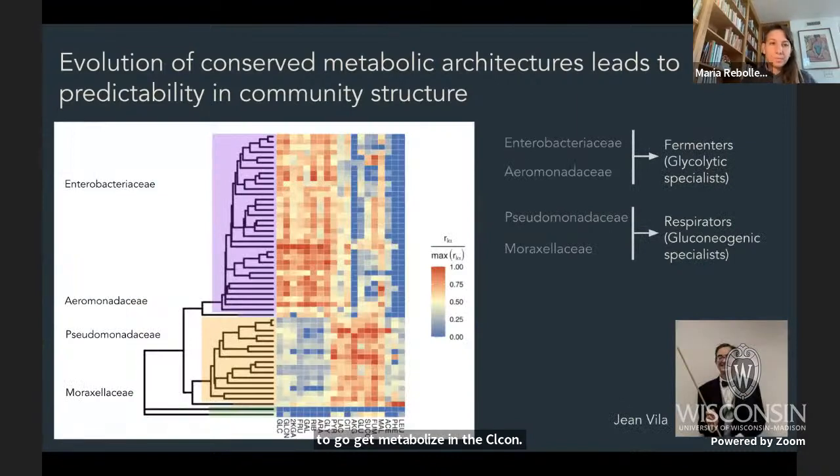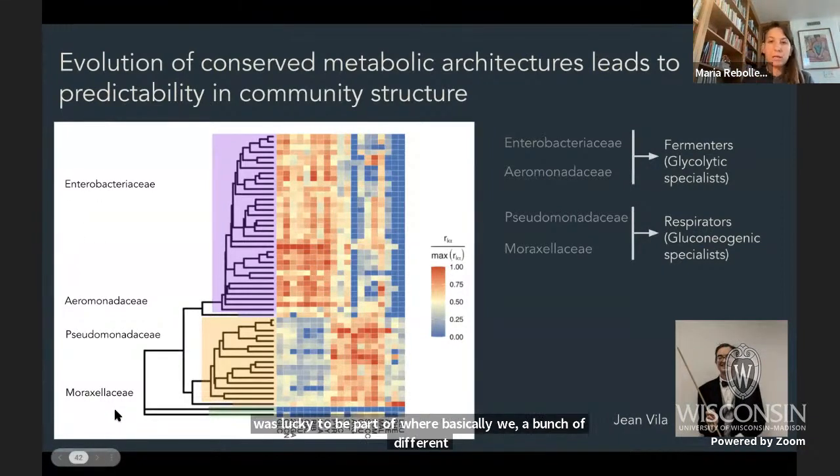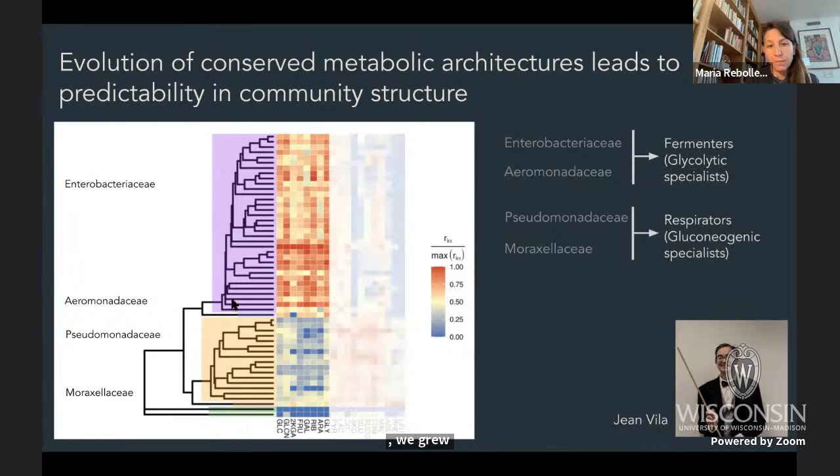And so this is some work that Jean Bille led that I was lucky to be part of, where basically we grew a bunch of different gamma proteobacteria, so Enterobacteriaceae, Aeromonadaceae, Pseudomonadaceae, and Moraxellaceae, the families that we kept seeing in our communities. We grew them in different carbon sources. And what we see is this very clear specialization in different carbon sources.